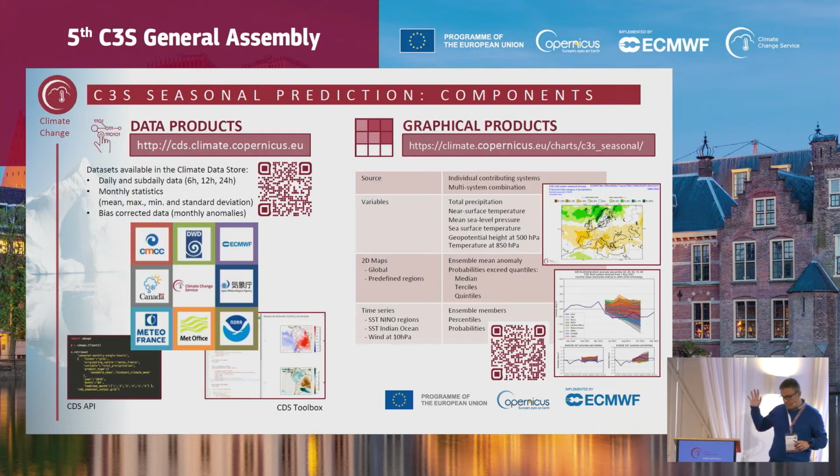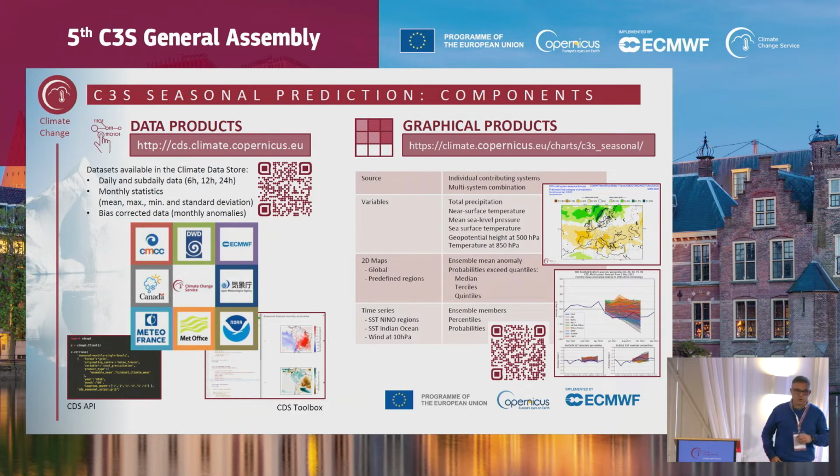And this is just a simple slide to remind you what the seasonal forecast is about. I won't get into details. You have the QR codes and the URLs there if you want to visit the two places. On the right side, you can see what we have in terms of graphical products. They are not directly linked to the CDS. They are hosted in the service, in the C3S web page. And on the left-hand side, you have the list of the products that we have on the CDS.